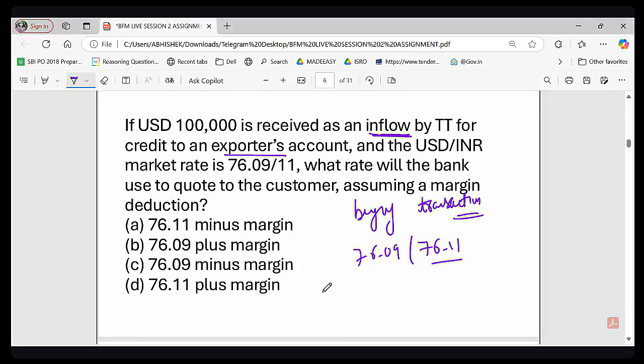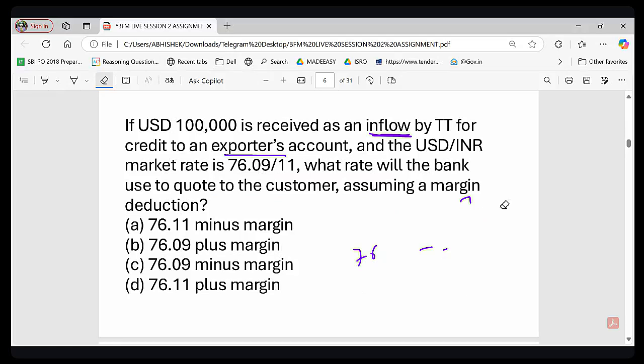Whatever we have seen till now, let's put it all together. Just wait a minute, let me erase it. Okay, so let's put it all together. Let's start with the buying rate first. What is the buying rate? The buying rate is 76.09. Subtract the margin from this rate to arrive at the rate quoted to the customer, right?